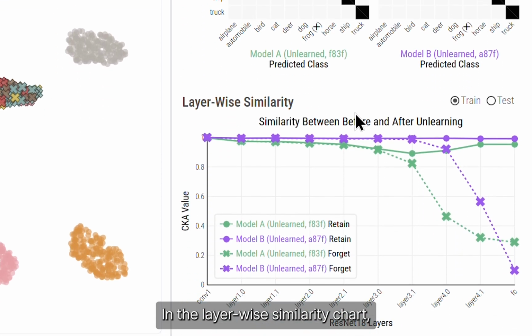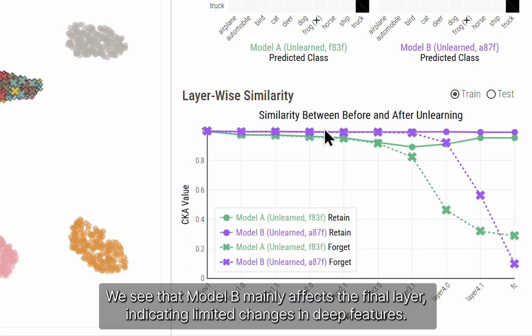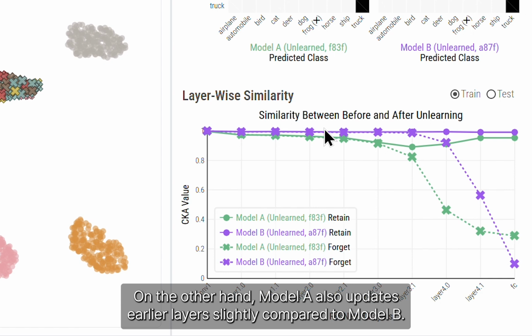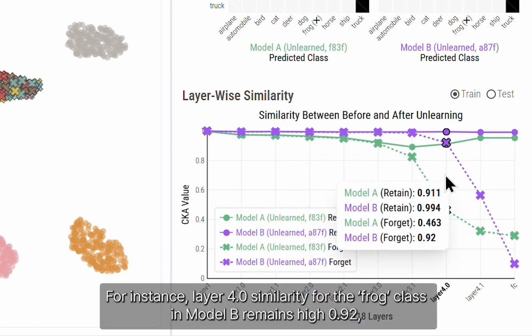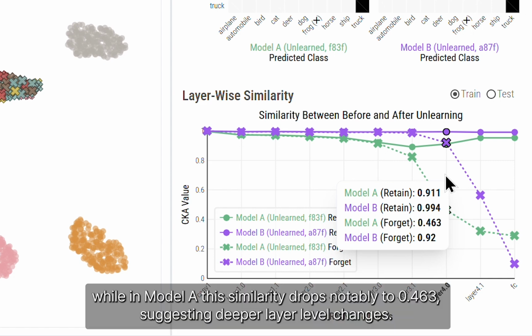In the layer-wise similarity chart, we see that Model B mainly affects the final layer, indicating limited changes in deep features. On the other hand, Model A also updates earlier layers slightly, compared to Model B. For instance, Layer 4.0 similarity for the Frog class in Model B remains high, 0.92, while in Model A, this similarity drops notably to 0.463, suggesting deeper layer-level changes.